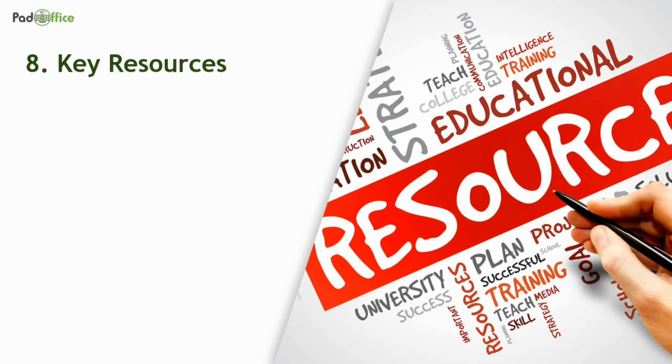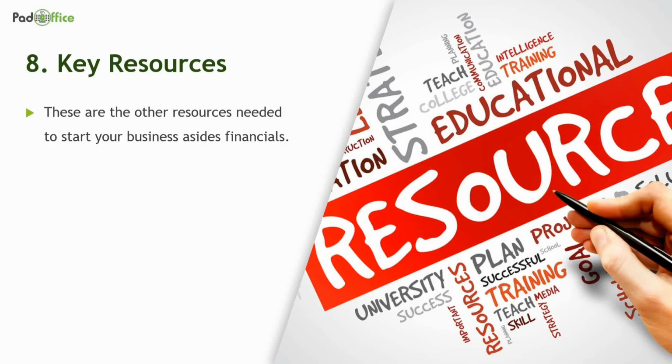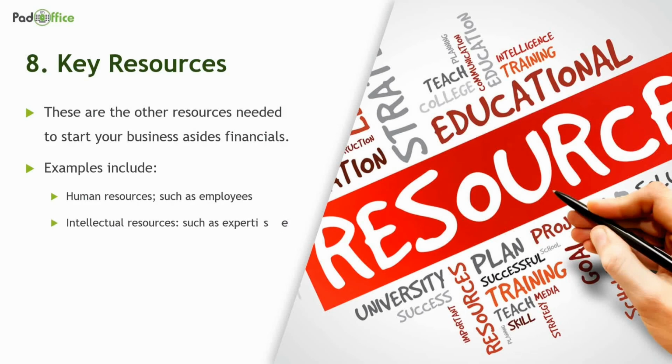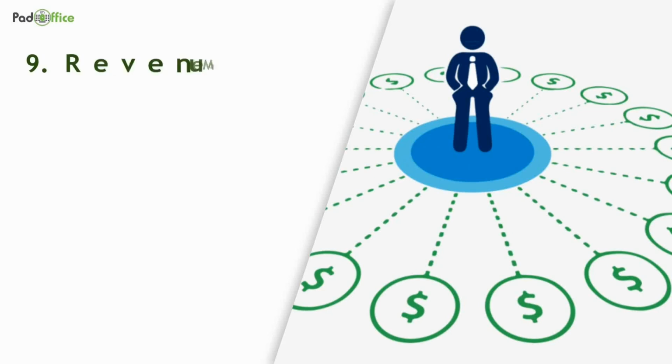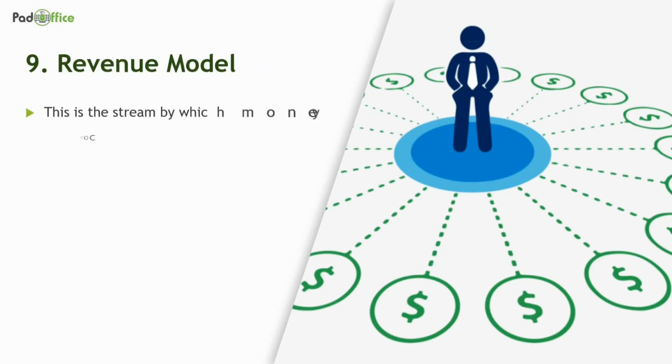Let's look at number 8, which is key resources. These are the other resources that you need to start your business aside from money. Examples include human resources such as employees and intellectual resources such as expertise. Let's look at number 9, revenue model. This is the stream by which money comes into your business as profit.